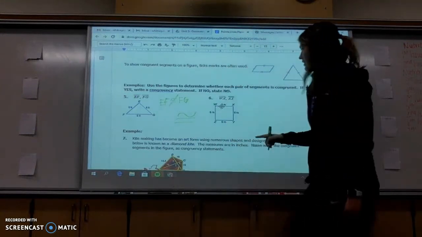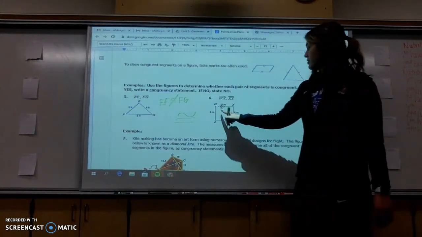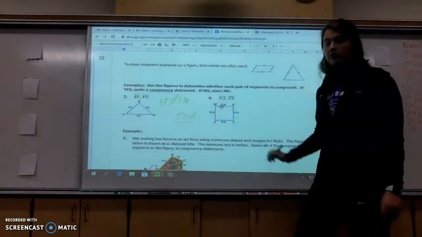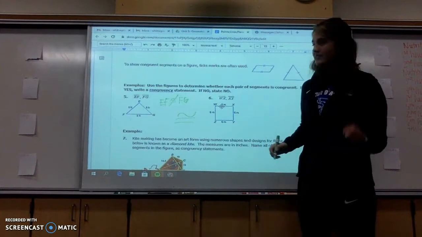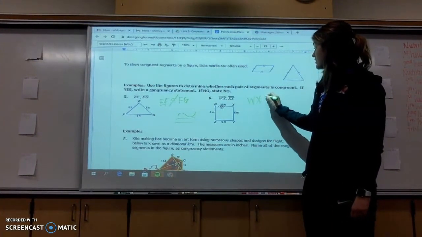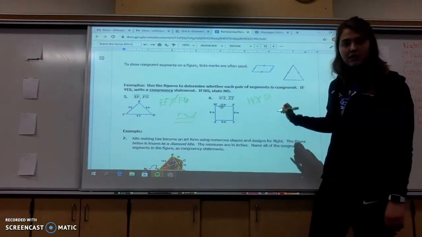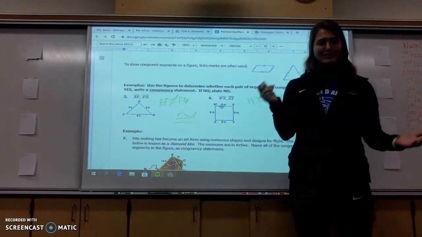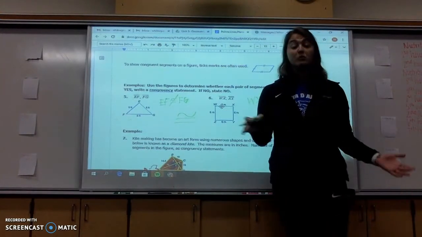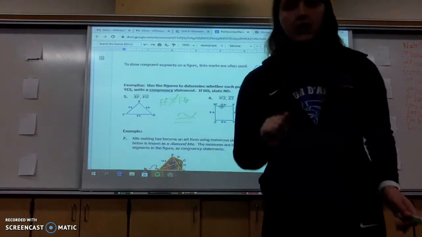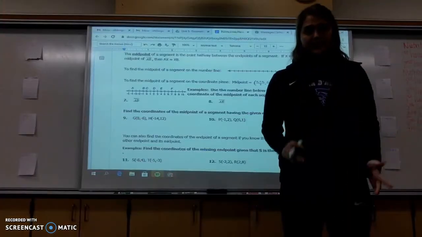Okay? Over here, we're going to look at WX, which is 6 meters, and XY, which is 6 meters. So they are congruent. Yes, they are congruent. So we're going to write WX is congruent to, so my equal sign with the squiggly on top, XY. Easy peasy, right? Congruency is super easy, and we're going to talk about it more when we talk about midpoint. So flip the page.